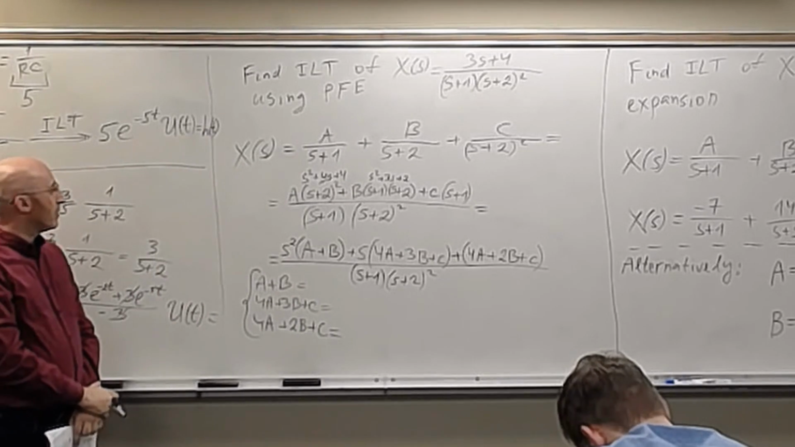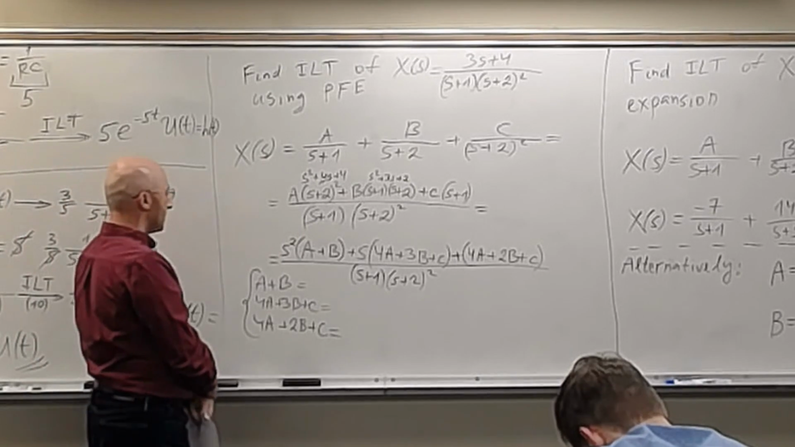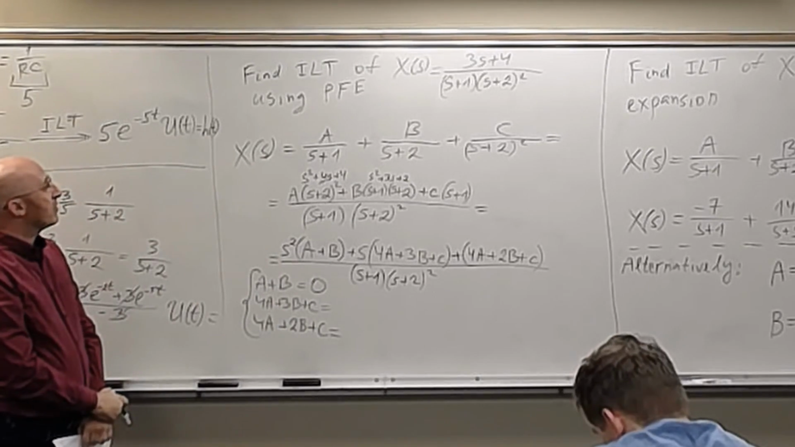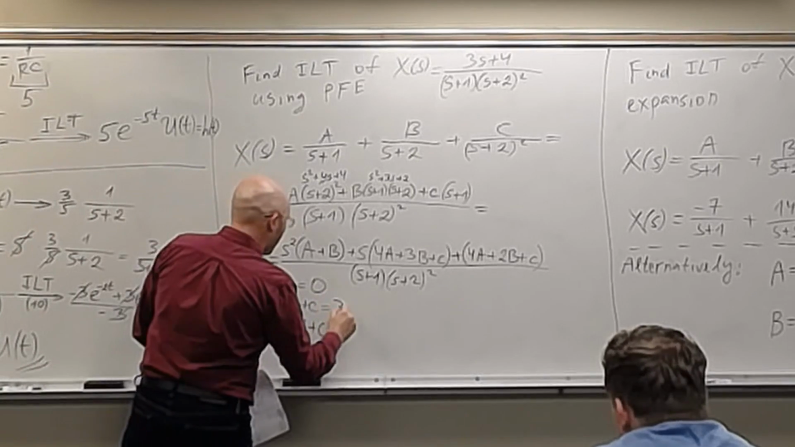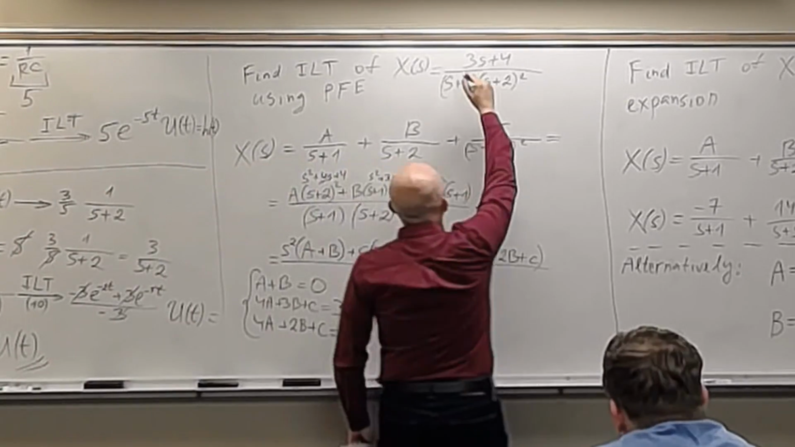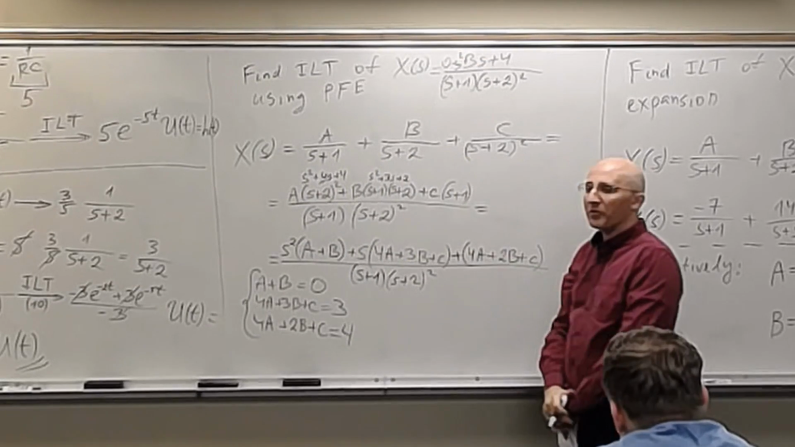What will be the first one? 0. Okay. What will be the second one? 3 and 4. Those are the coefficients here, so it's 0 times s squared and so on.